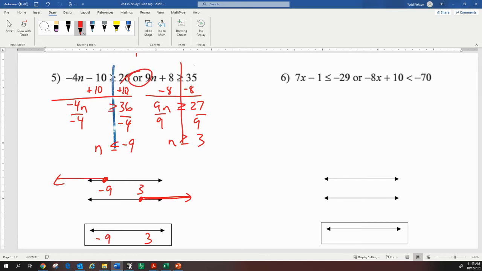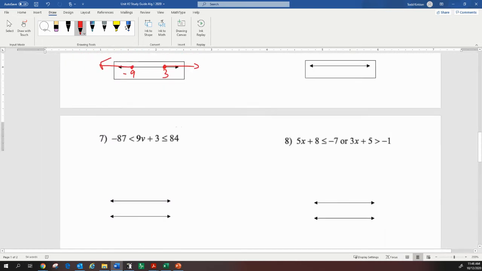If this was an AND problem, we'd have no solution. But since it's an OR problem, we just graph everything that we had there down on our graph below. So your final answer is both graphs. Okay? I'm going to skip over a couple of these to keep this video from going for too long.